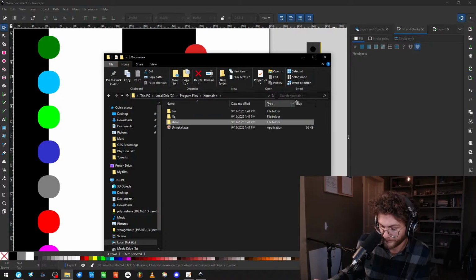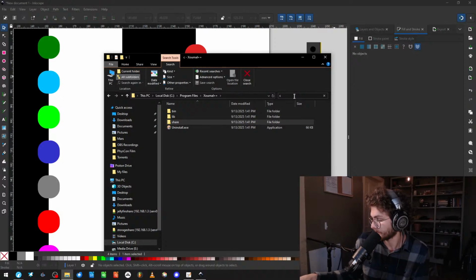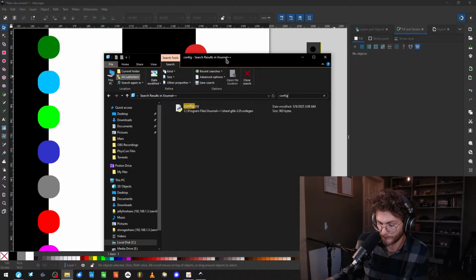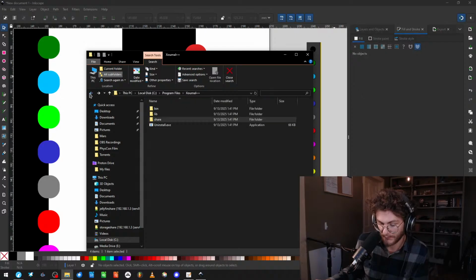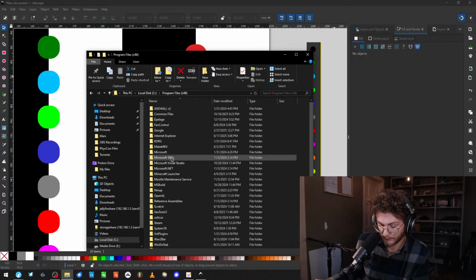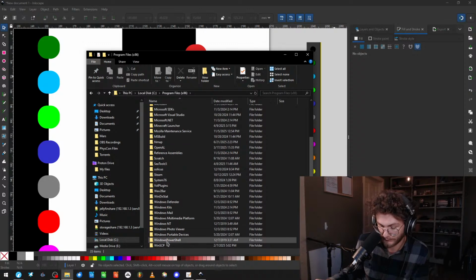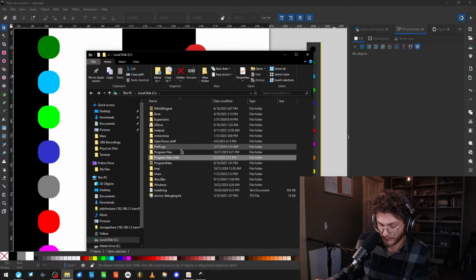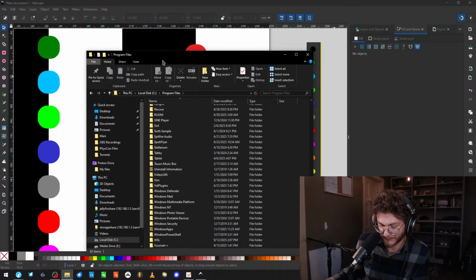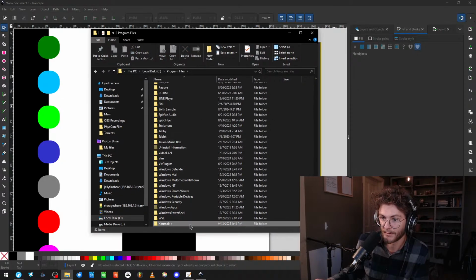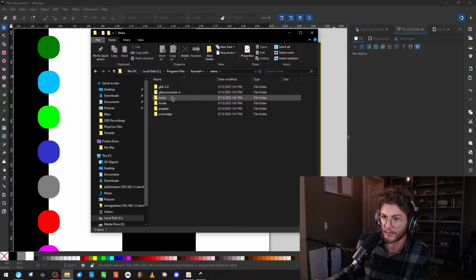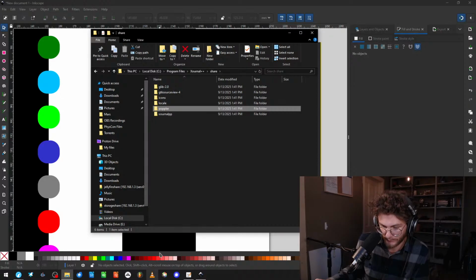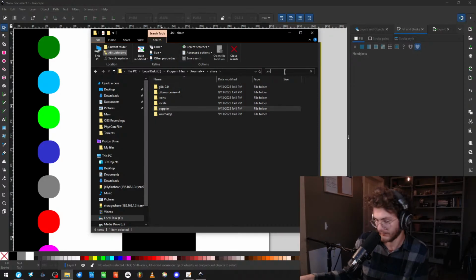Let's look up config. Config.py. That's not in there. Is it under program files x86? No. Being a brave man, showing all these files on my stream. It's got to be under share. Where is it? Well, we can look up a .ini, right?